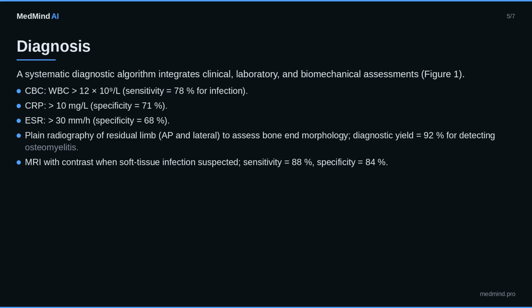Diagnosis. A systematic diagnostic algorithm integrates clinical, laboratory, and biomechanical assessments, Figure 1. 1. Initial evaluation, Day 0 to 7 post-op, key points. CBC, WBC greater than 12 × 10^9/L, sensitivity equals 78% for infection. CRP, greater than 10 mg per liter, specificity equals 71%. ESR, greater than 30 mm per hour, specificity equals 68%. Plain radiography of residual limb, AP and lateral, to assess bone end morphology, diagnostic yield equals 92% for detecting osteomyelitis.